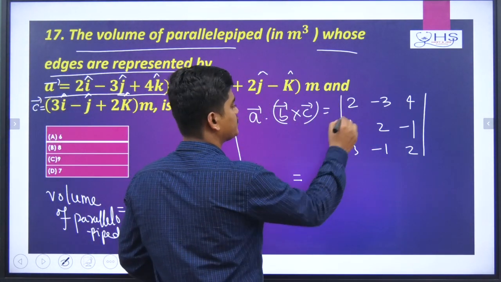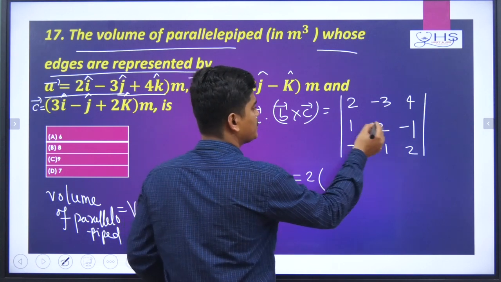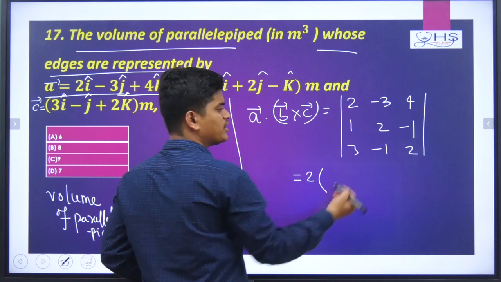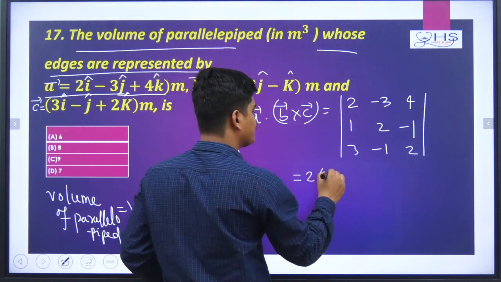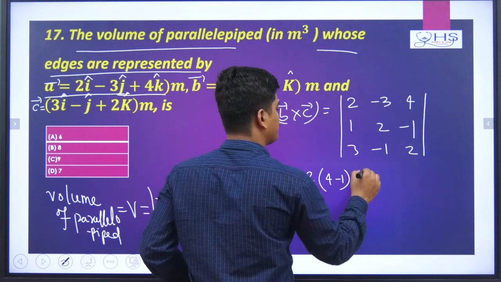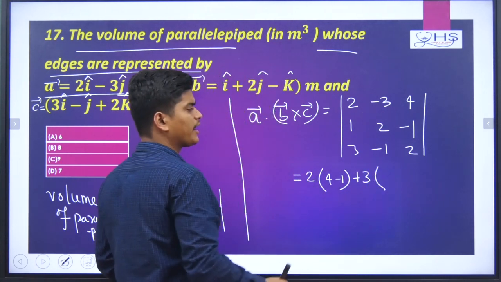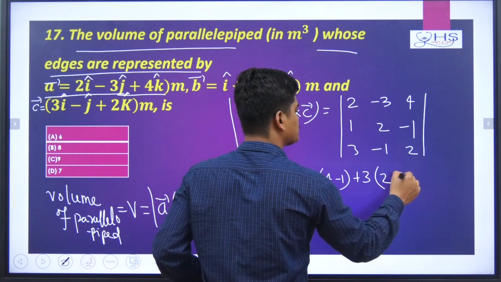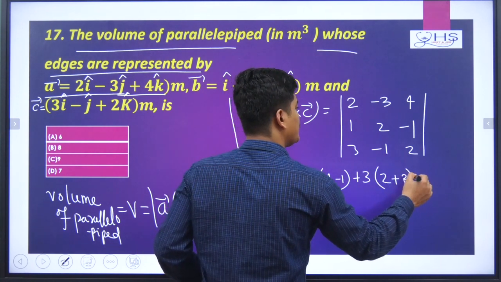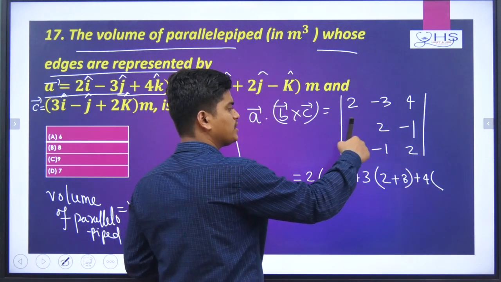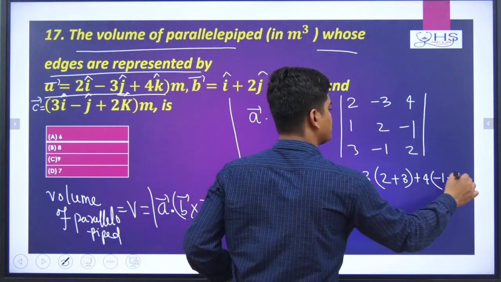Now let me calculate here. So first I am taking 2 here. Now 2 into 2 is 4, and minus 1 into minus 1 is plus 1. So I will write it is 4 minus 1. Then minus of a minus, that is plus 3. Okay. Now here I can write, 2 into 1 is 2. Then minus minus plus 3. Then plus 4 into 1 minus 1 is minus 1. Then minus 6. So it is minus 1 minus 6.